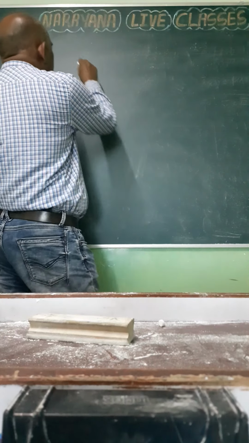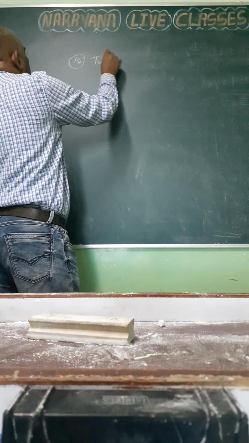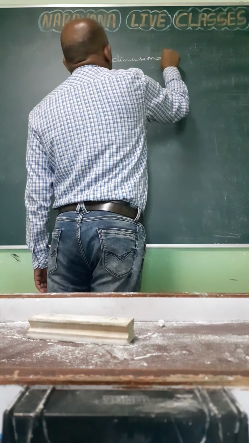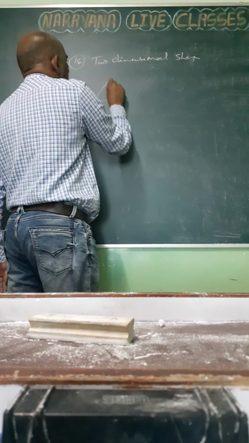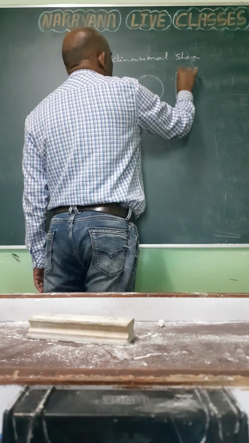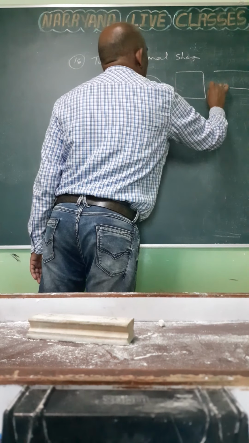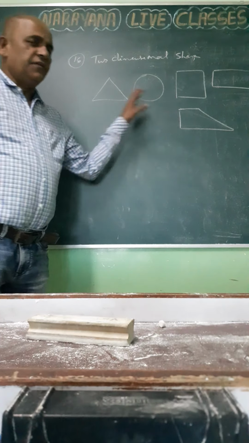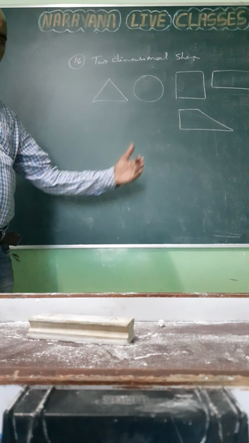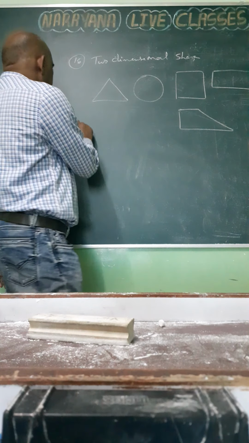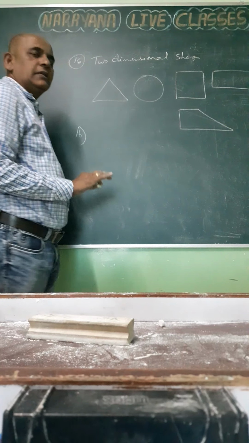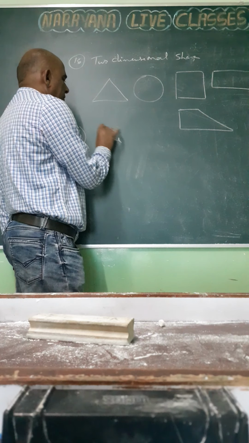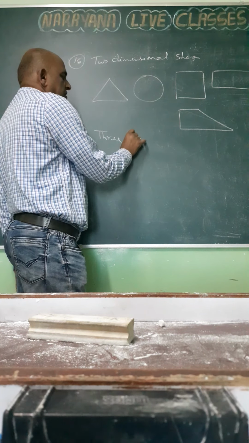The 15th topic is two-dimensional shapes: triangle, circle, square, rectangle, trapezium. Their circumference and area formulas we collected from the lower class books. And the 16th one is three-dimensional shapes. These are called mensuration, 3 dimensions.